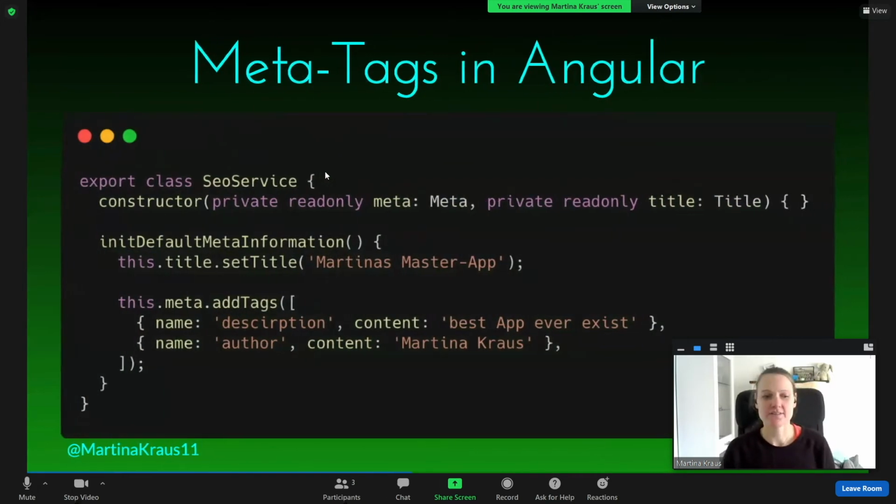You can achieve this quite easily, since Angular already provides two services. You can inject them, for example, inside an SEO service, or inside the component, to set the title and set the meta information. Then you can, for example, create a function with default meta information where you call the title service and the meta service to set some meta information like the description and the author, some instructions for the bots, and of course the title of the web page.